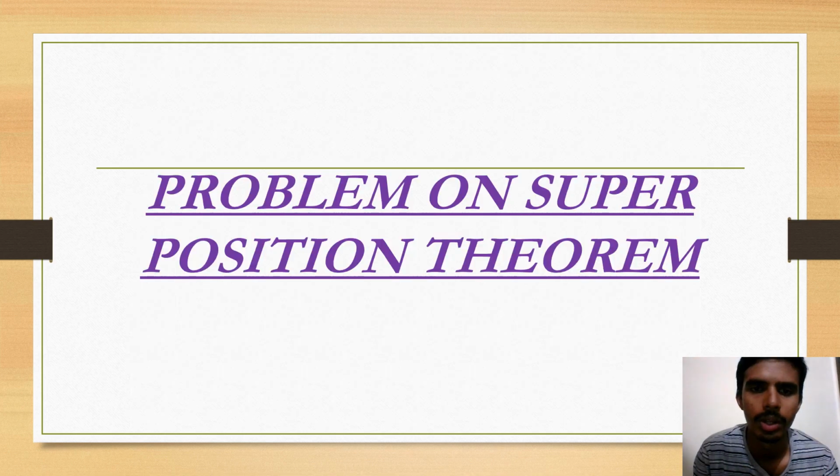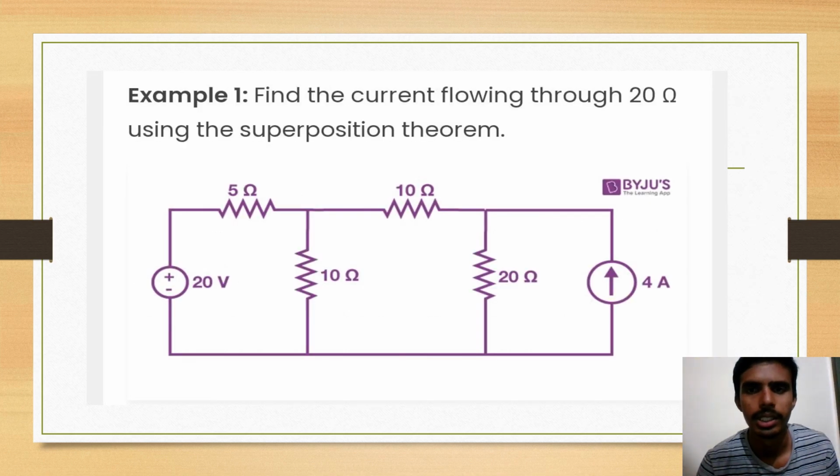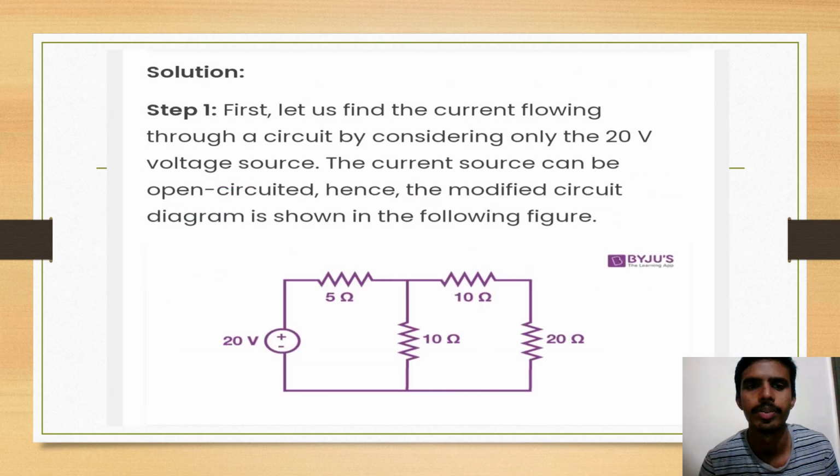So now let us take a look at the problems of the superposition theorem. This is one example of the superposition theorem, where the question is to find the current flowing through the 20 ohm resistor using the superposition theorem. There are four resistors, that is a 5 ohm resistor, two 10 ohm resistors and one 20 ohm resistor. And there are two sources, one a voltage source of 20 volt and a current source of 4 amps.